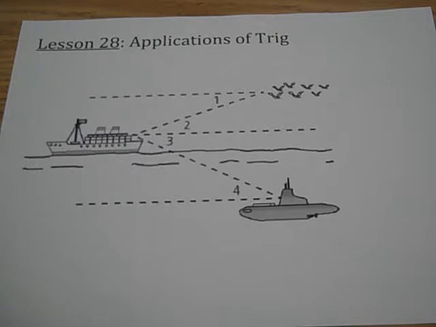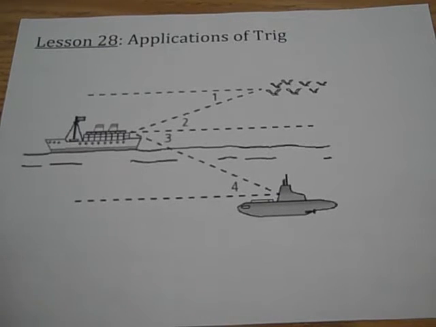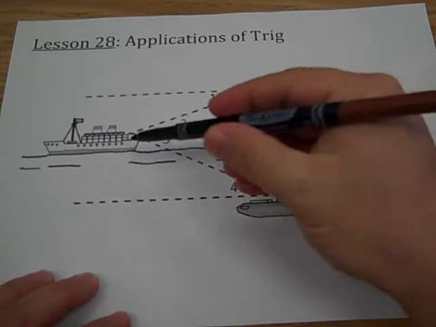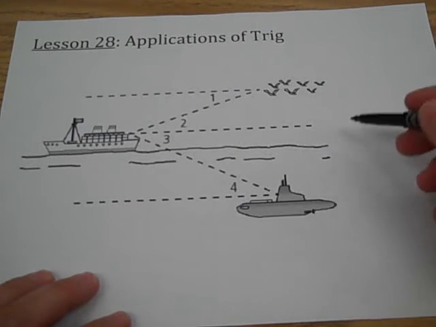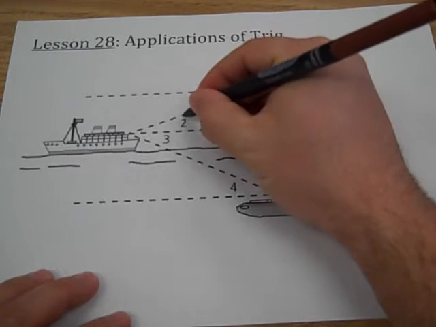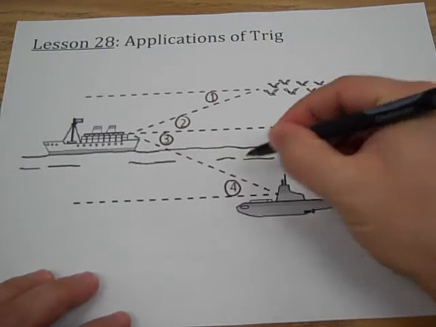Hey all, this is the last lesson in this unit, and we're going to use Trig again, as we have. This time we're going to talk about some applications of Trig, and we'll give you a couple vocabulary words. So here I have a picture of a ship, a submarine, and some birds flying in the sky. And I have four angles labeled here.